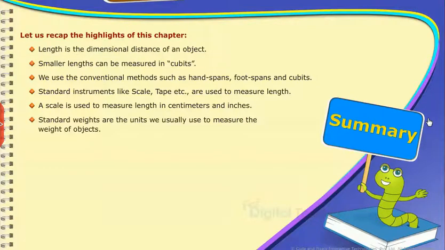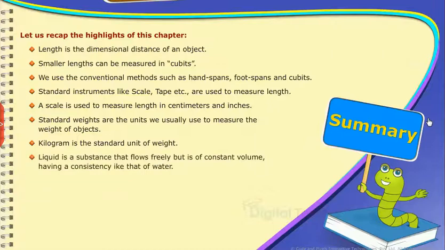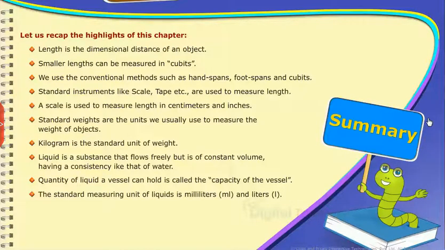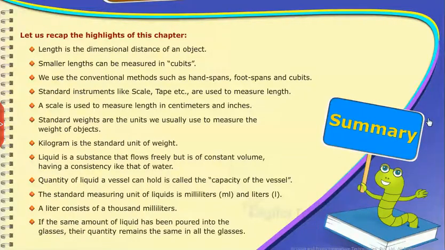Standard weights are the units we usually use to measure the weight of objects. Kilogram is the standard unit of weight. Liquid is a substance that flows freely but is of constant volume, having a consistency like that of water. Quantity of liquid a vessel can hold is called the capacity of the vessel. The standard measuring unit of liquids is milliliters and liters. A liter consists of 1000 milliliters. If the same amount of liquid has been poured into the glasses, their quantity remains the same in all the glasses.